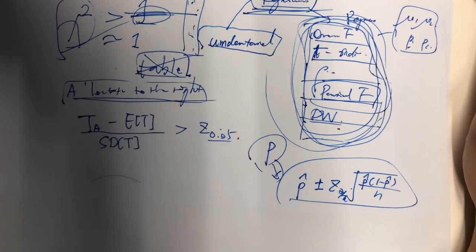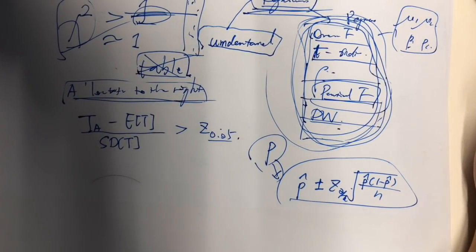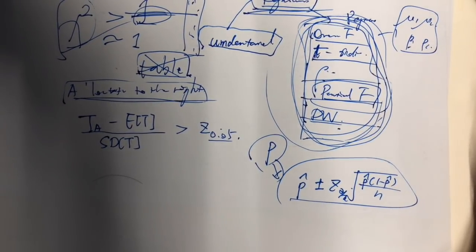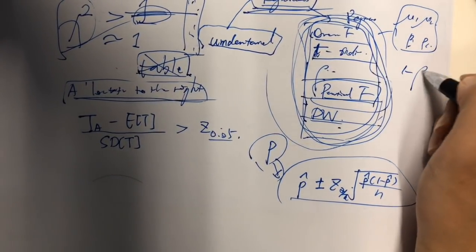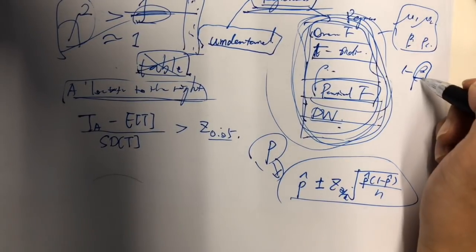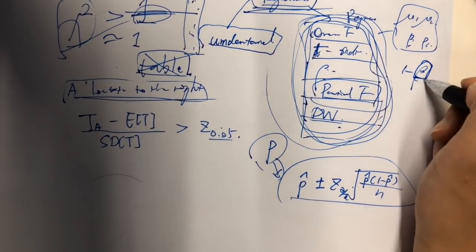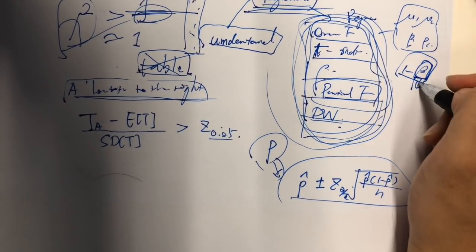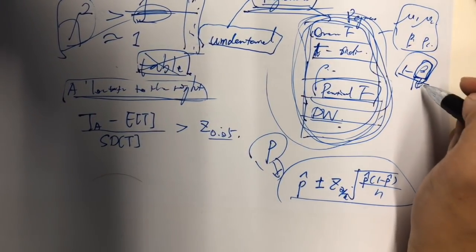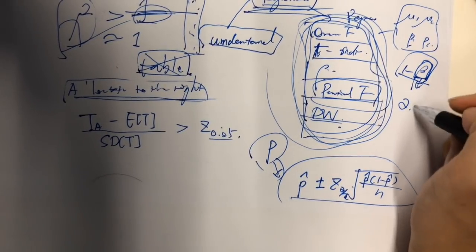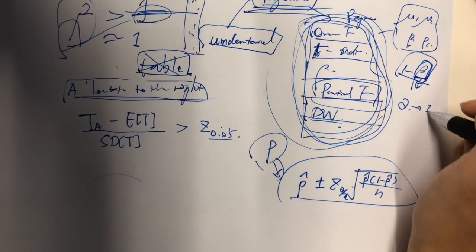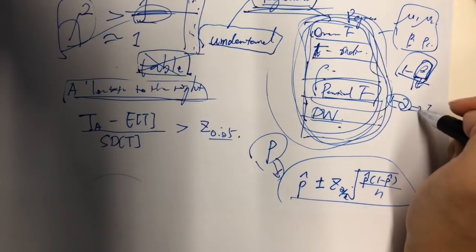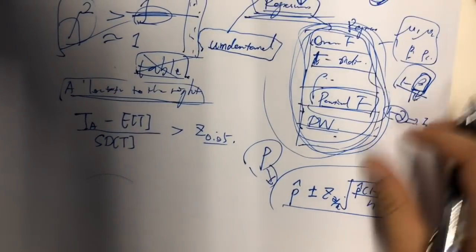Ruofan Wang is asking, what's the meaning of 1 minus beta and 1 minus alpha in the decision rule? Oh my goodness. Beta is the probability of having a type 2 error. So 1 minus beta, the power of the test, is the probability of not having a type 2 error. And alpha is the probability of having a type 1 error. And 1 minus alpha is the probability of not having a type 1 error. Okay.